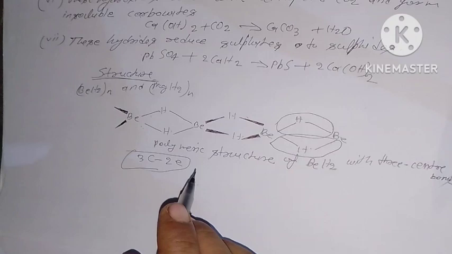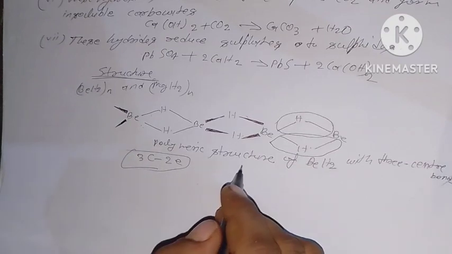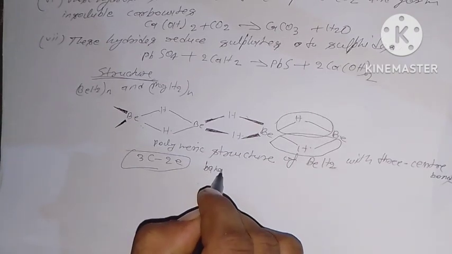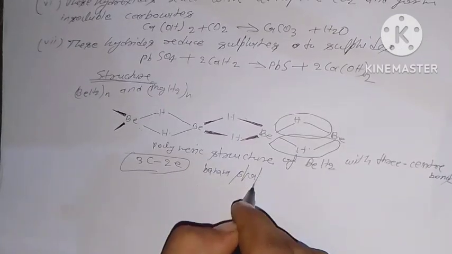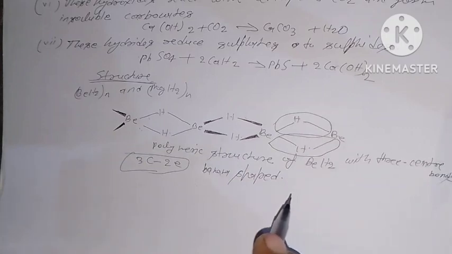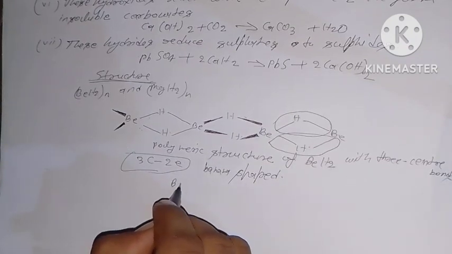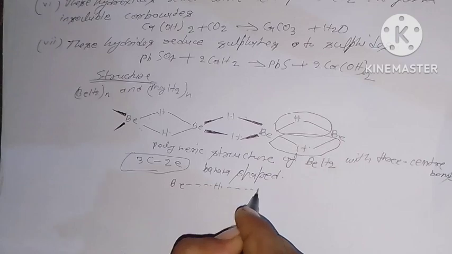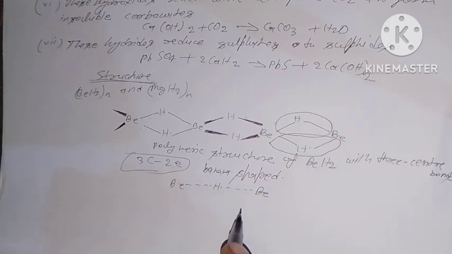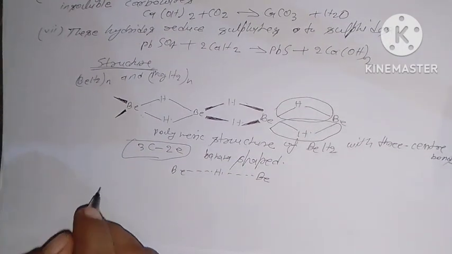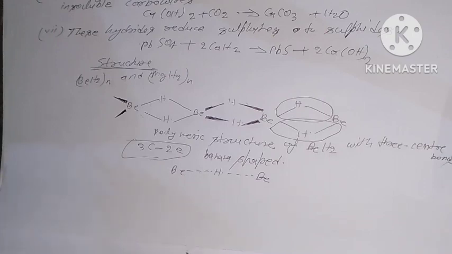Here 3 center bonds are formed in which banana shaped molecular orbitals cover three atoms, hydrogen, beryllium and hydrogen, and contain two electrons only. Calcium hydride, strontium hydride and barium hydride are ionic solids. They contain divalent metals, M2 plus, and hydride ion negative.